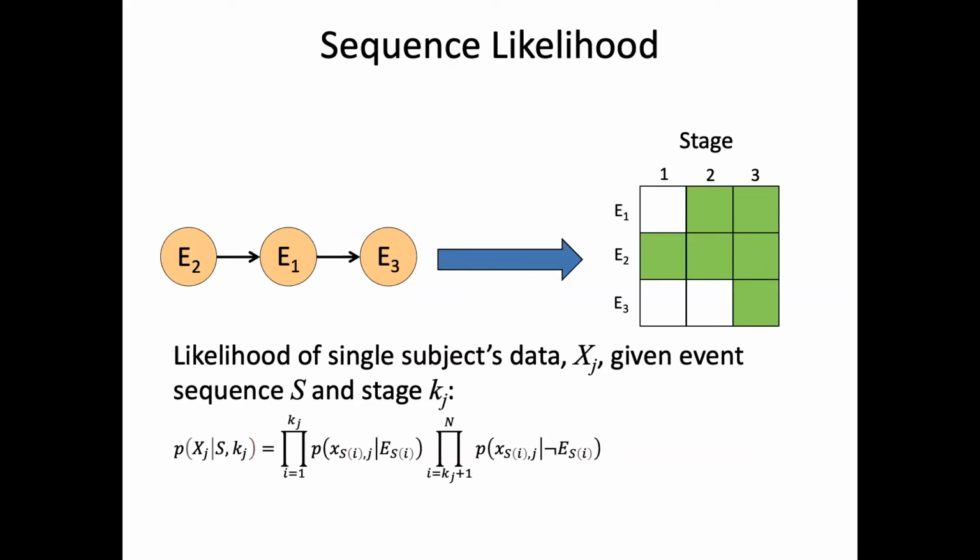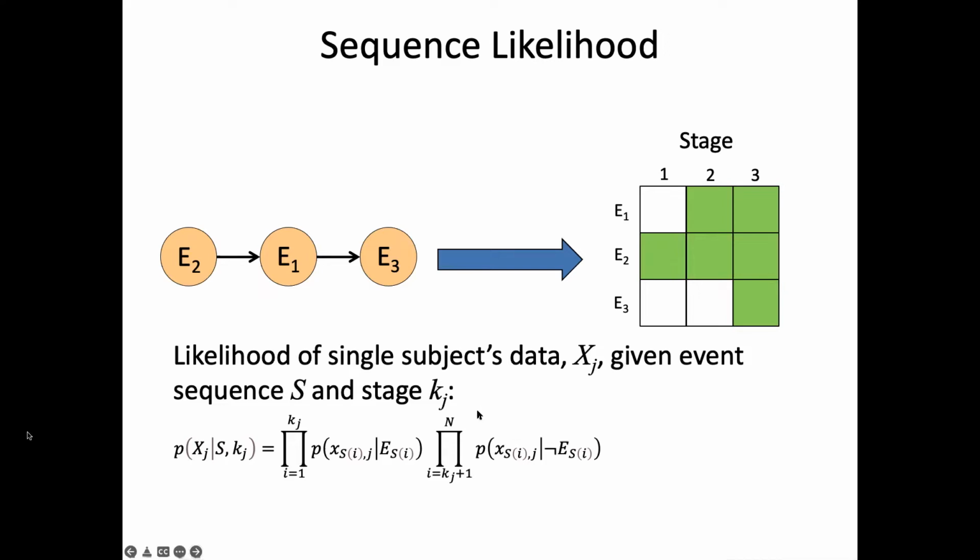Once we have models for those two distributions, we can then start to construct a likelihood of our full set of data given any particular sequence. And once we've got the likelihood of our data given a sequence of events, we will then search for the sequence of events that maximizes the likelihood of that data.